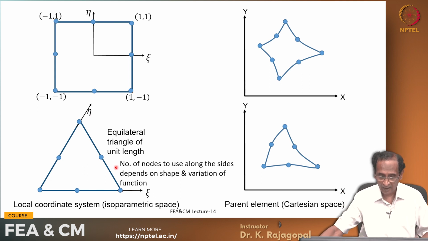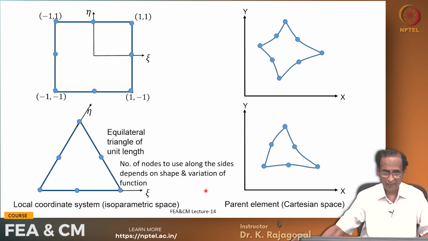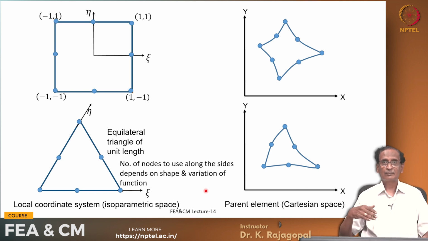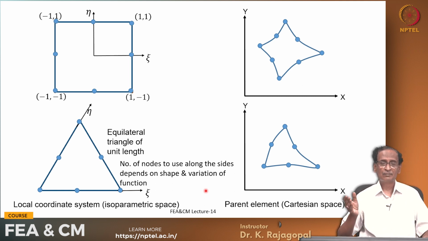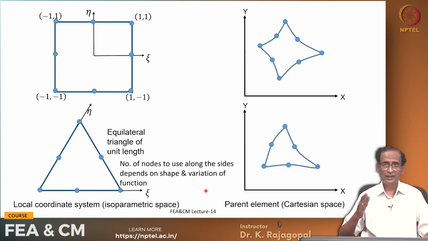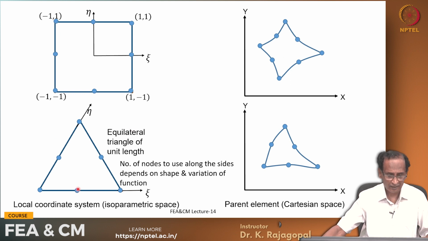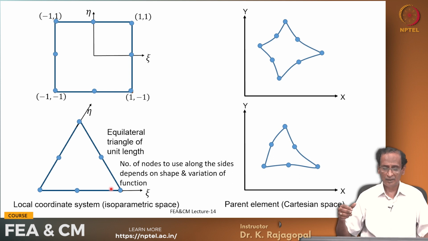Okay, and so actually programming becomes very simple because now all our elements, the coordinates are going to vary from -1 to +1 in the case of quadrilaterals, and in the case of triangles they vary from 0 to 1. Okay, the triangles we will deal with later, but now let us only look at the quadrilateral elements.